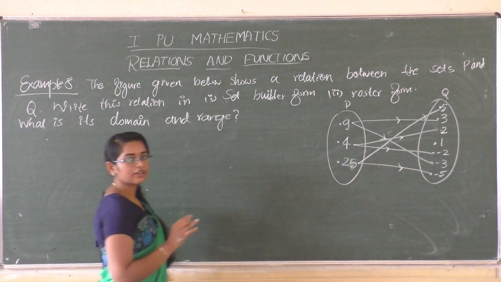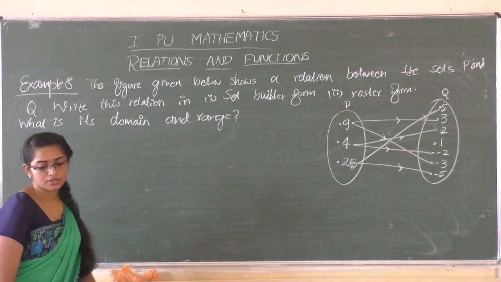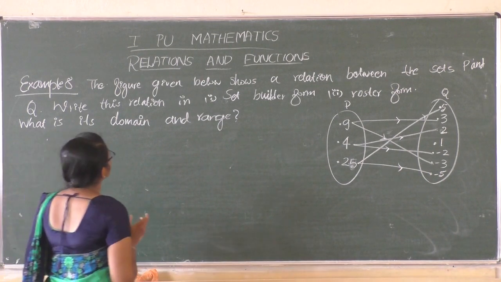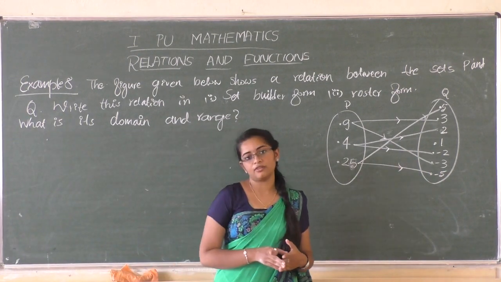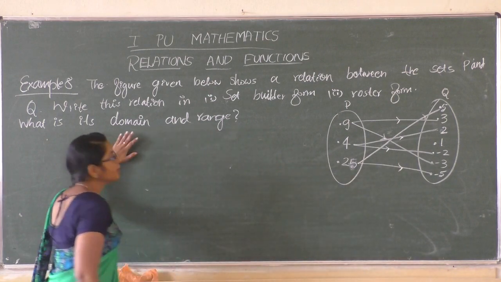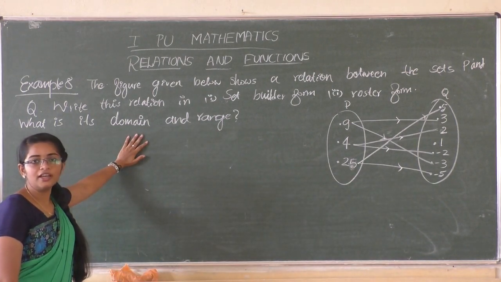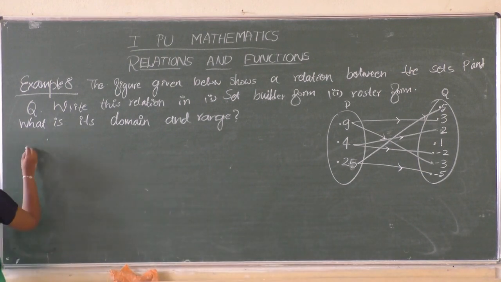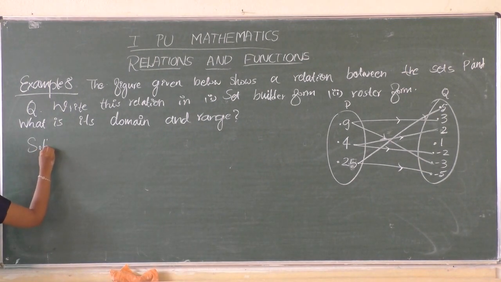This is the figure given, and what you need to do is write the relation in roster form as well as in the set builder form. And one more thing, you need to find the domain and range of the relation. Okay, what you need to do first? First you have to recognize what it is.